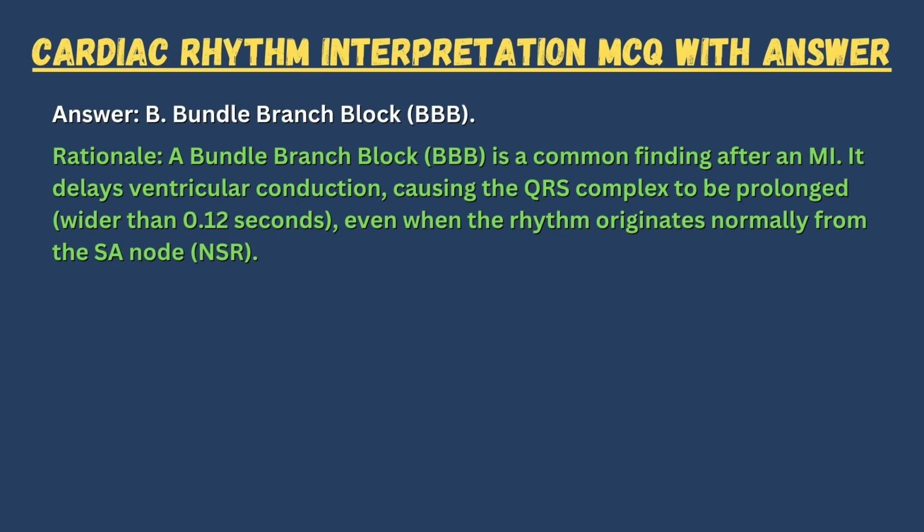Rationale: a bundle branch block, BBB, is a common finding after an MI. It delays ventricular conduction, causing the QRS complex to be prolonged, wider than 0.12 seconds, even when the rhythm originates normally from the SA node, in sinus rhythm.